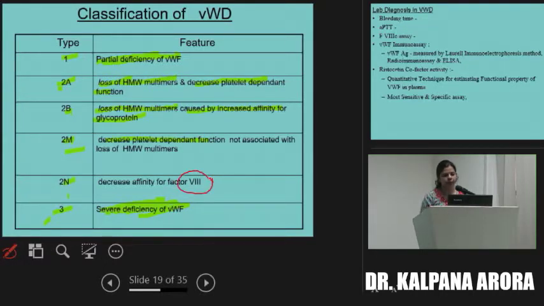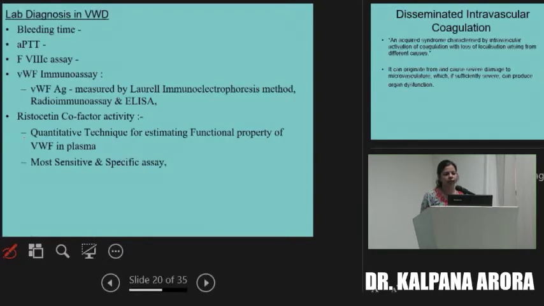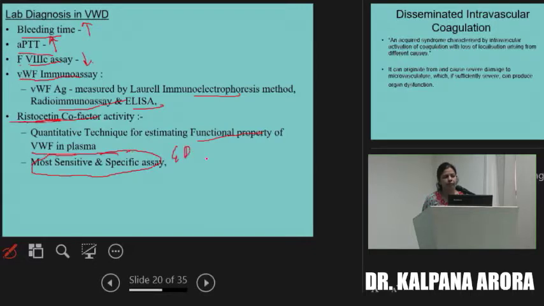So what will happen in von Willebrand disease? Now you will tell me what will happen. The bleeding time increased. The partial thromboplastin time increased. The factor 8 assay would be decreased because von Willebrand factor helps in stabilizing factor 8. Then you can do the von Willebrand factor immunoassay, which is measured by immunoelectrophoresis, radioimmunoassay, and ELISA. And also what I told you, the ristocetin cofactor activity. This is the most sensitive and most specific assay. It assesses the functional property of von Willebrand factor in the plasma by how it enhances the expression of GP1B on the platelets.